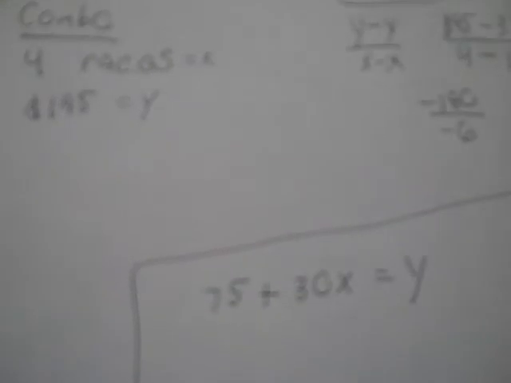All right, now I can write my equation. I had $75. I paid a $75 one-time startup fee. And then 30x. It's $30 per race. And that equals Y. Okay, so now the final value in the problem is they're asking me how much will 25 races cost. So 25 races is the replacement value.